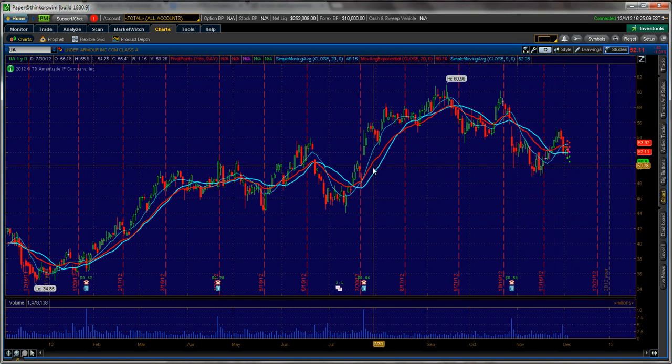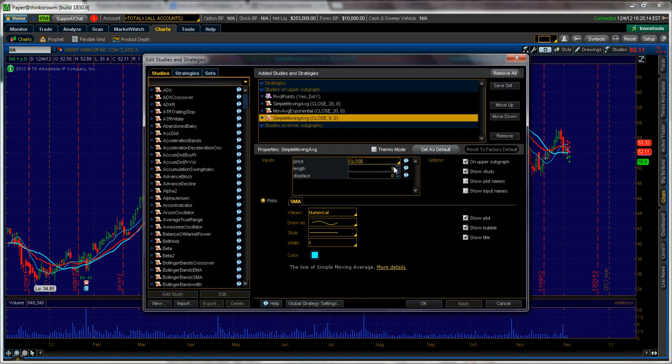So I'm going to do simple moving average. Okay, I'm going to grab it again. I'm just going to edit it in my application. We're going to put in 50 days, and to make it easier to see here, make it green.